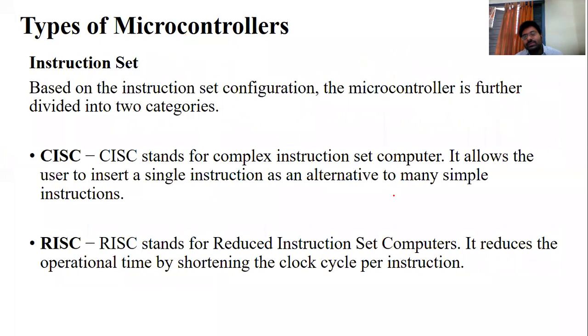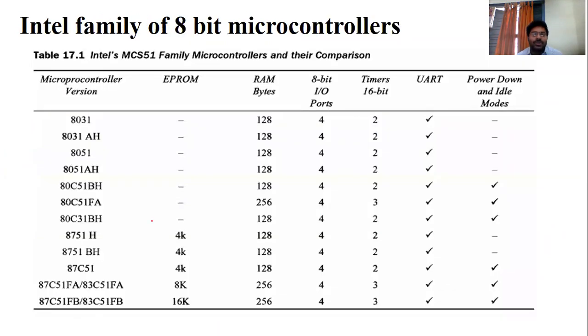According to the instruction set, processors are divided into CISC processors as well as RISC processors. The 8051 that we are discussing, developed by Intel, follows RISC, which stands for Reduced Instruction Set Computers. Okay, the RISC processor we are going to use.